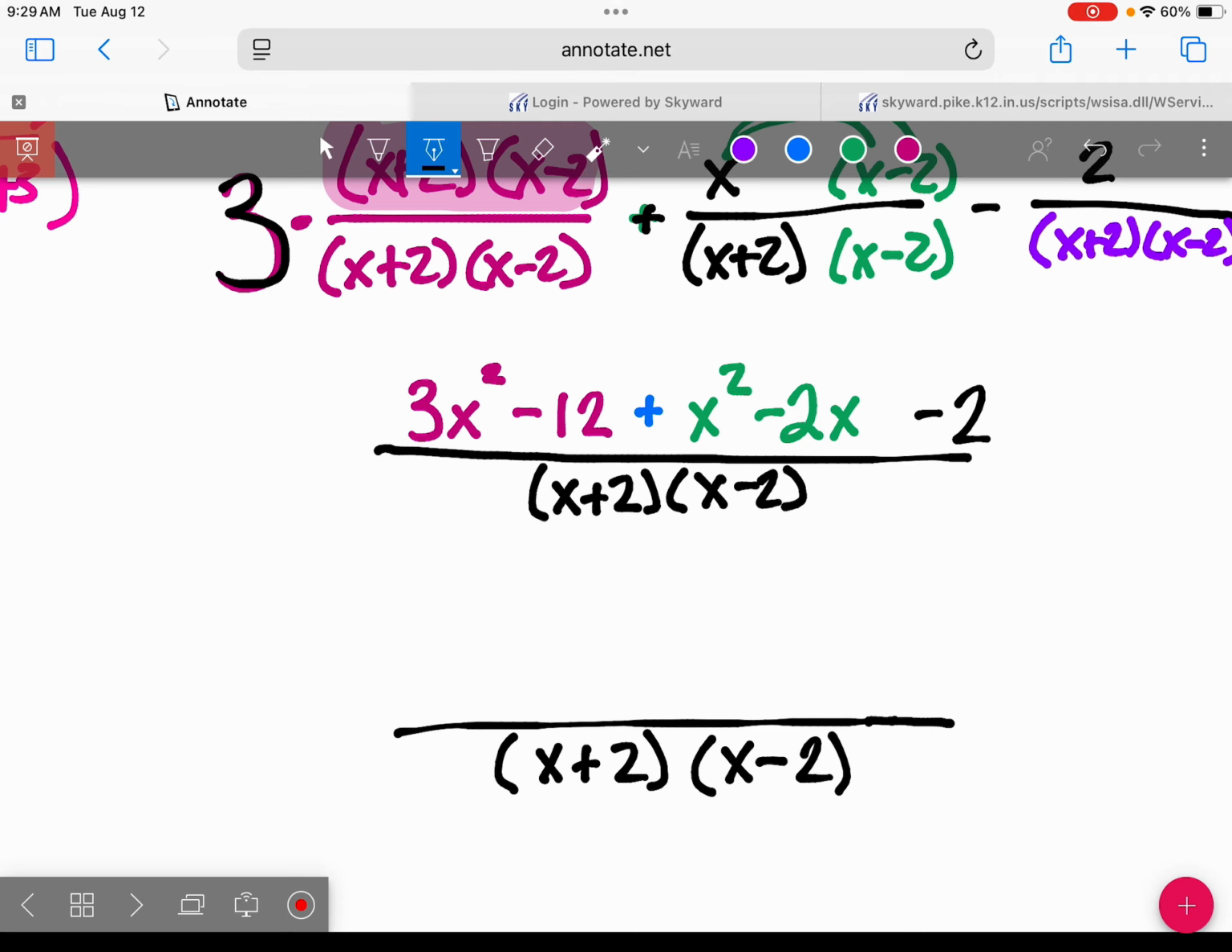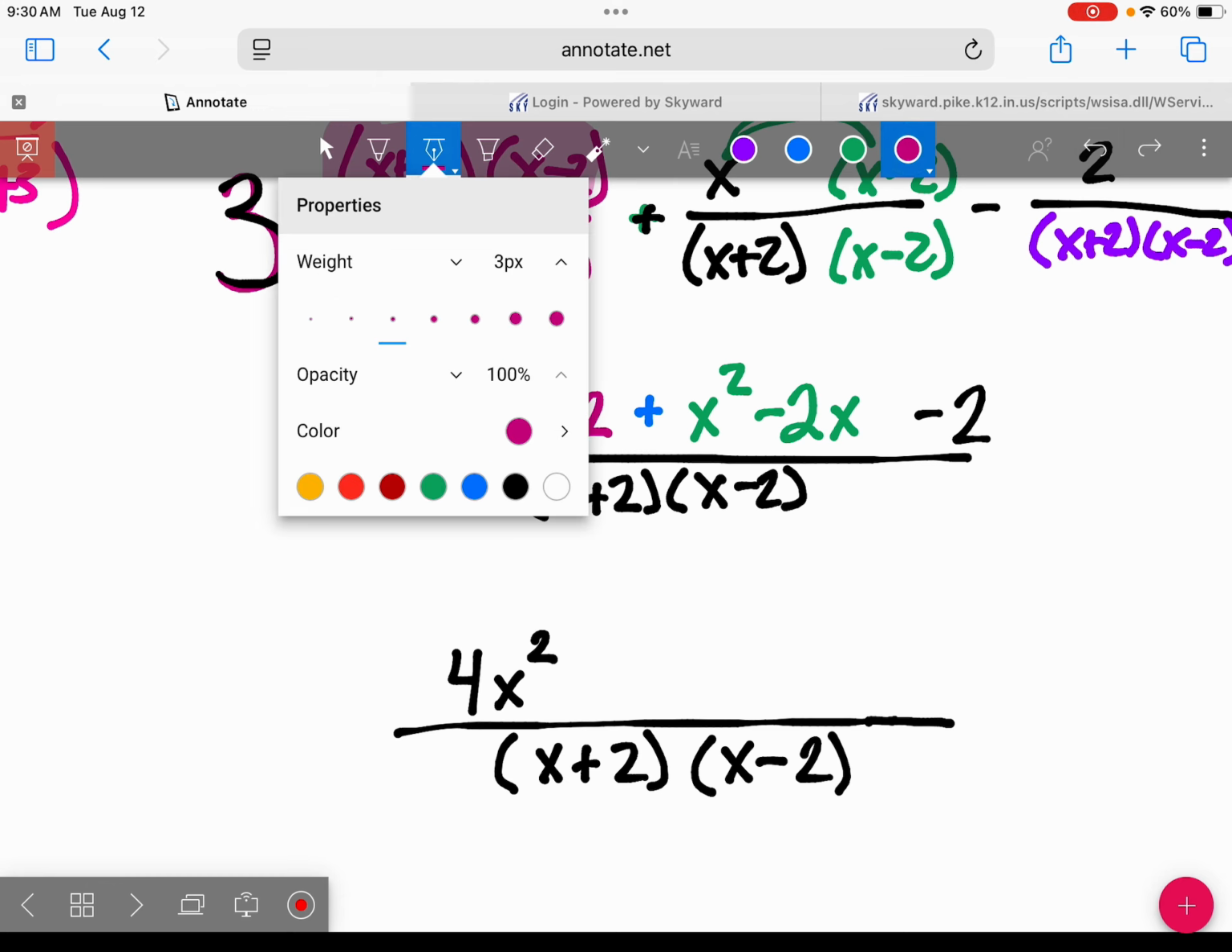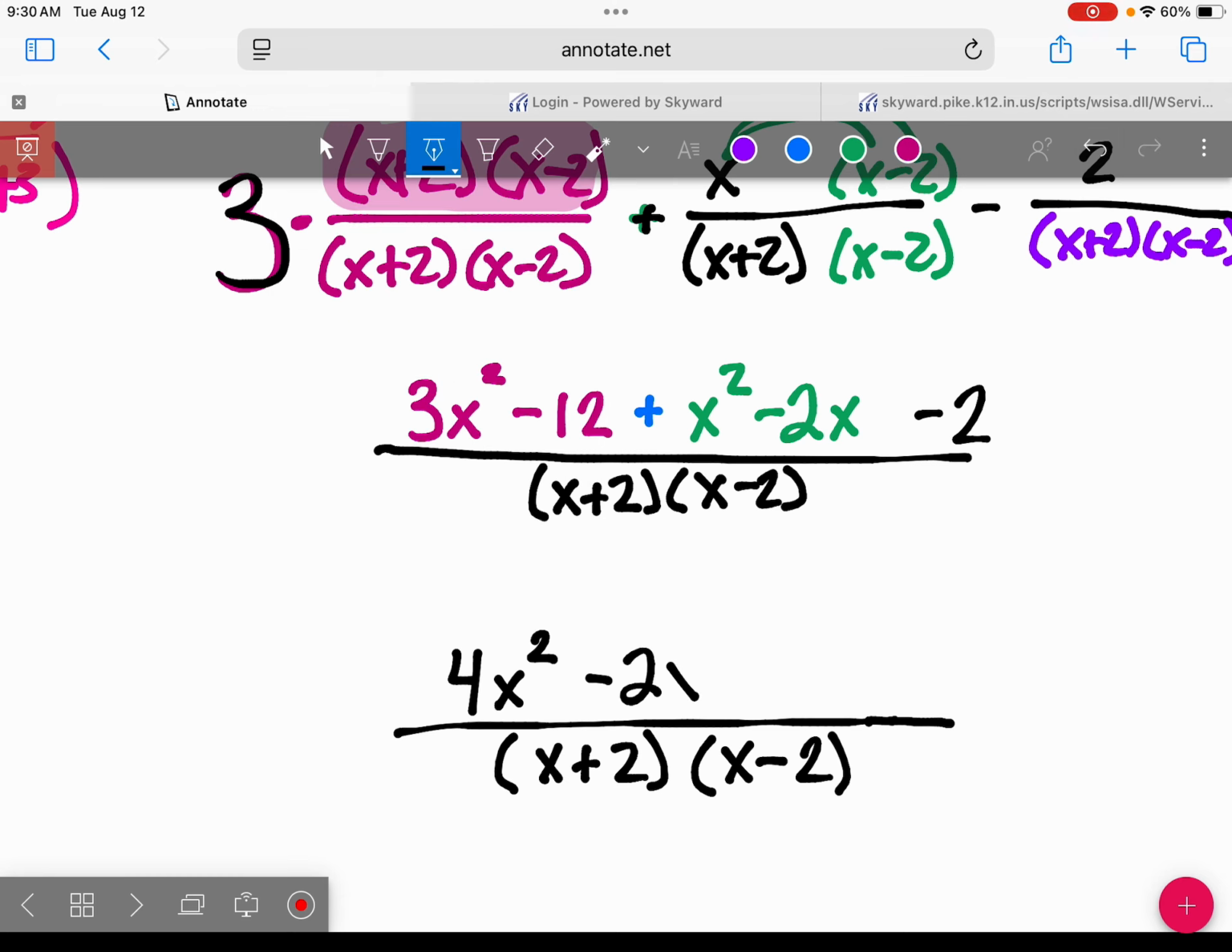All right, so we're going to combine our pieces together. We've got our 3x squared plus x squared. It's going to give us 4x squared. I've got my minus 2x, just kind of chilling. And we've got our minus 12, minus 2, giving us minus 14.